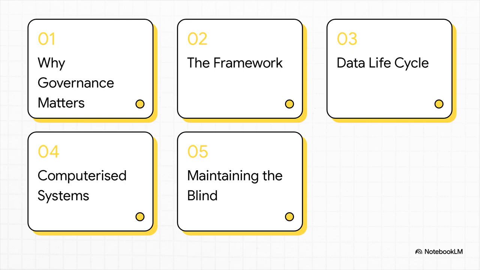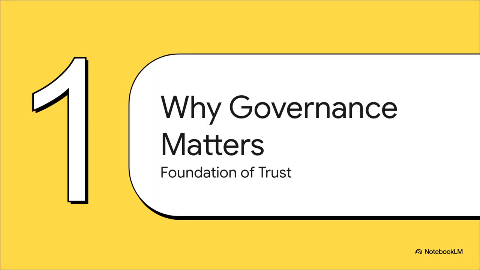Okay, here's our game plan for this explainer. We're going to cover 5 key areas to give you a clear, practical understanding of your role. We'll start with why data governance matters. Then we'll look at the governance framework. We'll navigate the data lifecycle, discuss managing computerized systems, and wrap up with how to maintain the blind. Okay, let's dive right into our first section.